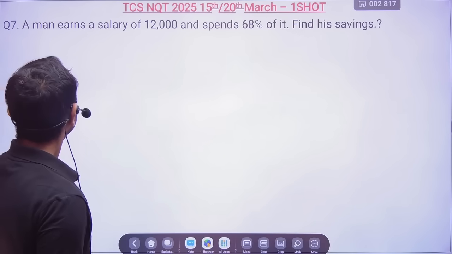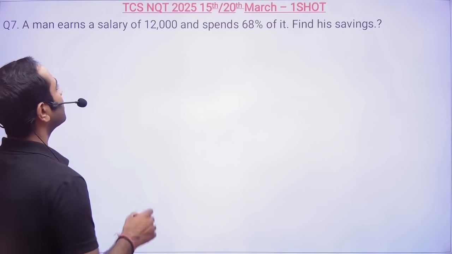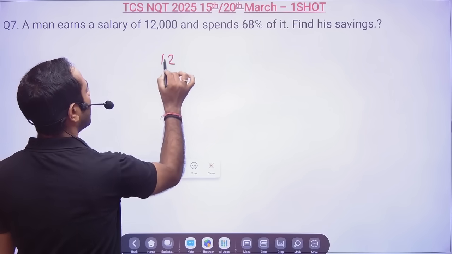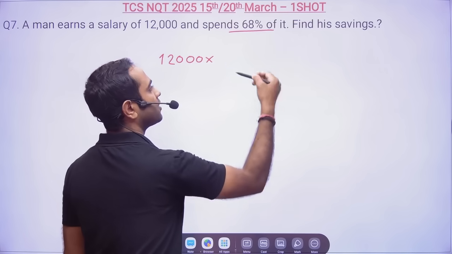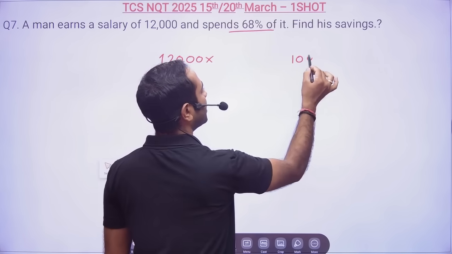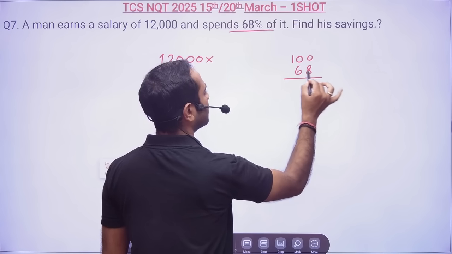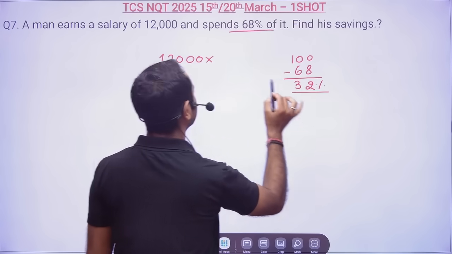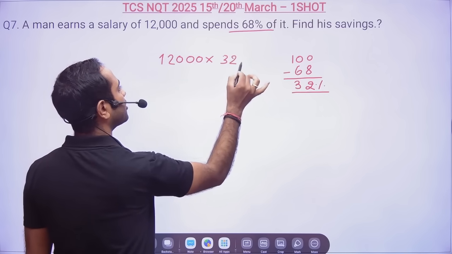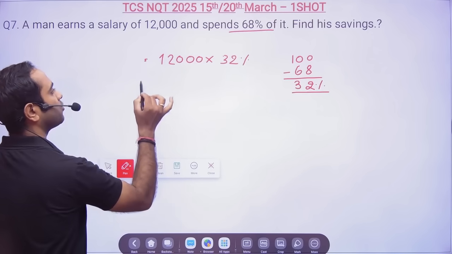Now here, a man earns a salary of 12,000 and spends 68% of it. So what is the saving? If he has spent 68%, then how much will be the saving? The saving will be nothing but 32%.